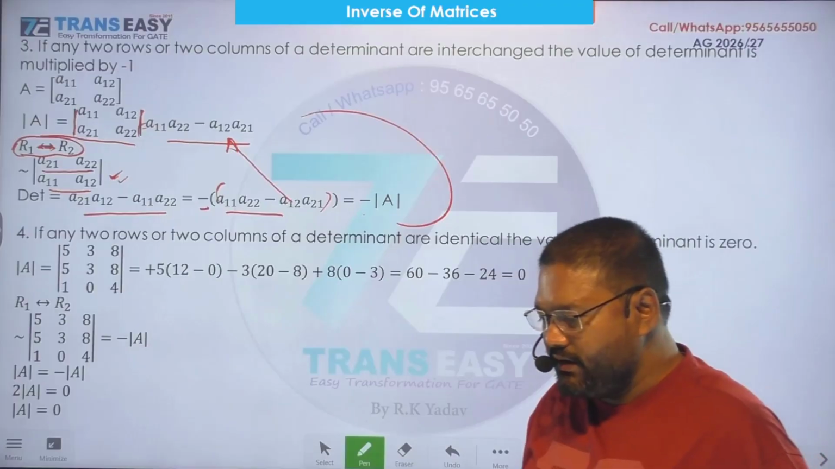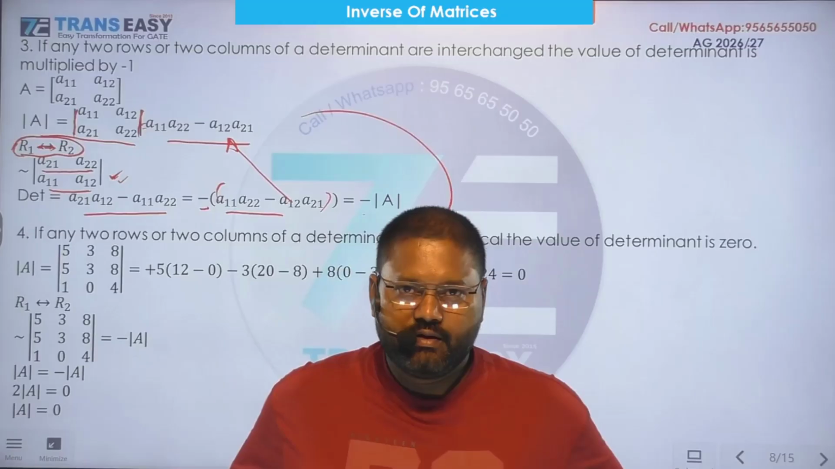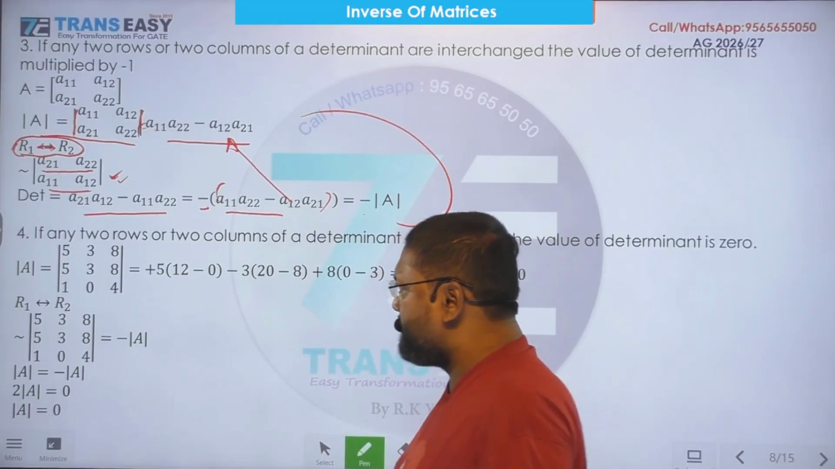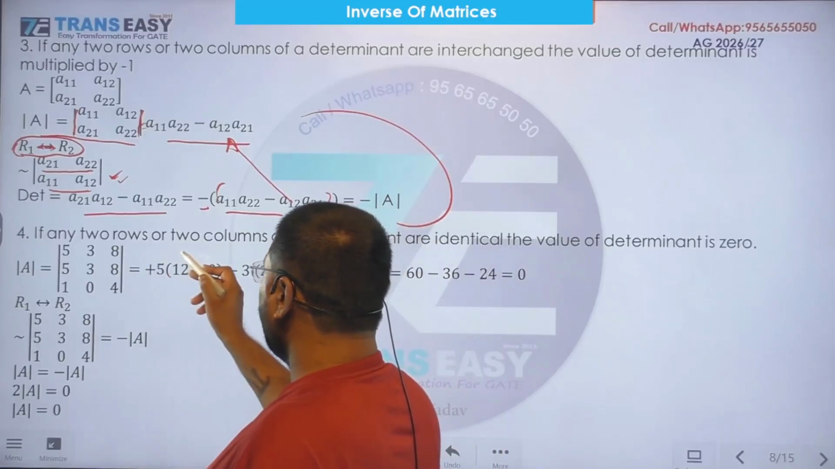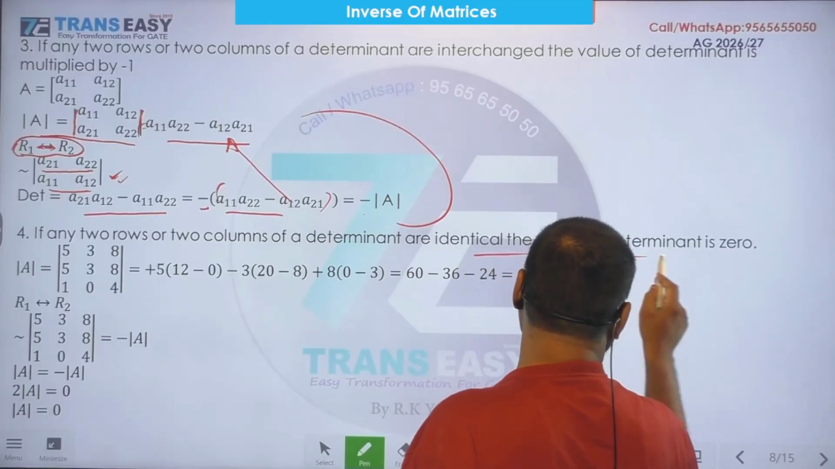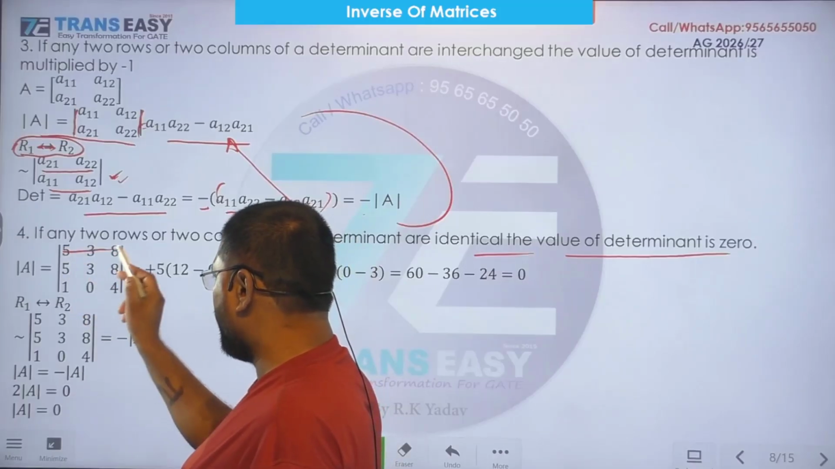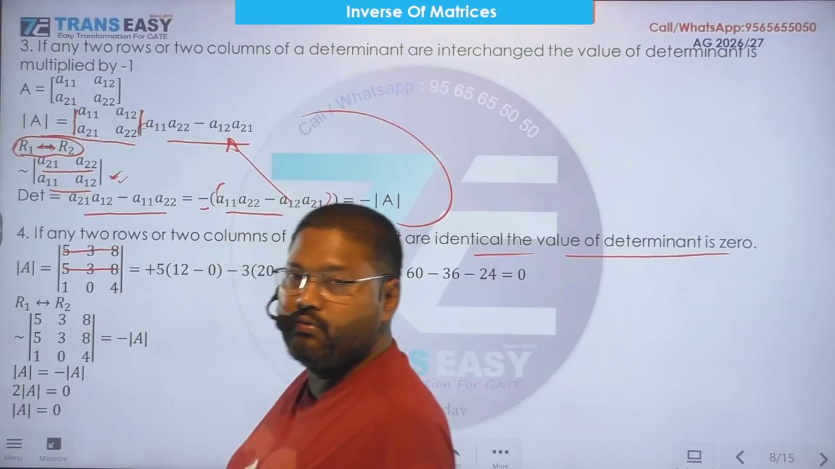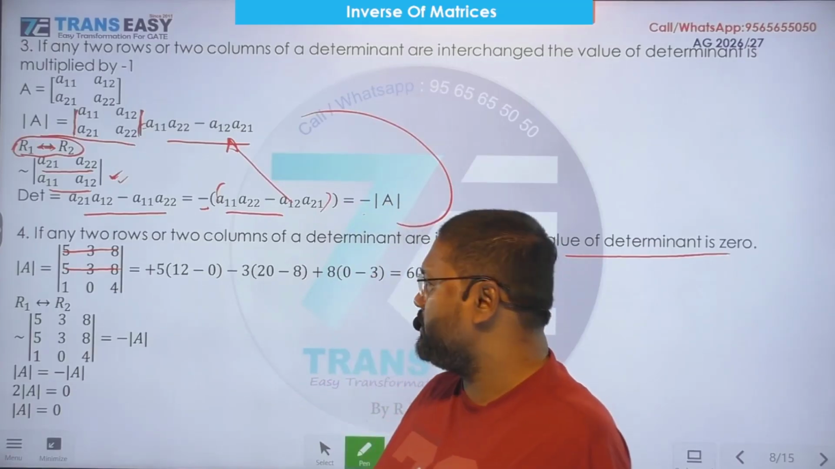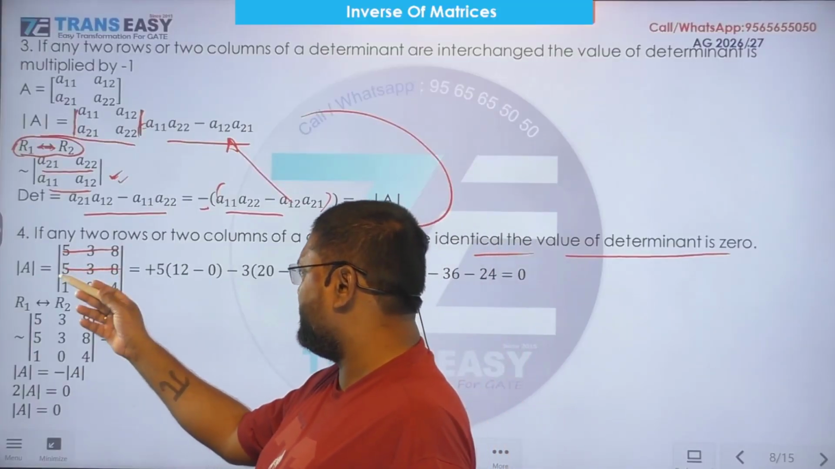So interchanging two rows or two columns changes the sign of determinant. If any two rows or two columns of a determinant are identical, the value of determinant is 0. Here first row and second row are identical, so its value must be 0. So this is very simple.